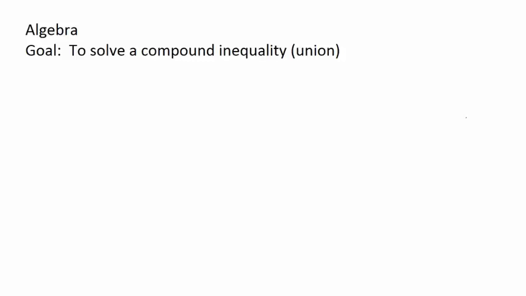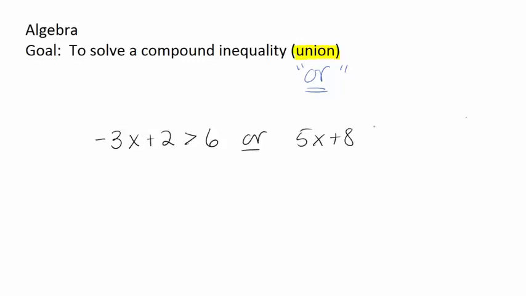The goal of this video is to solve a compound inequality of the union type. Now, if you watch the video that was the spreadsheet of the different kinds of compound inequalities, you know that the union type of inequalities are the kind that have the word or in them. So the problem we're going to look at today looks like this. You're going to have two pieces. 3x plus 2 is greater than 6, or 5x plus 8 is greater than or equal to 20.